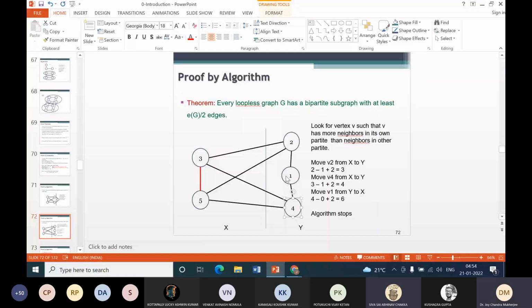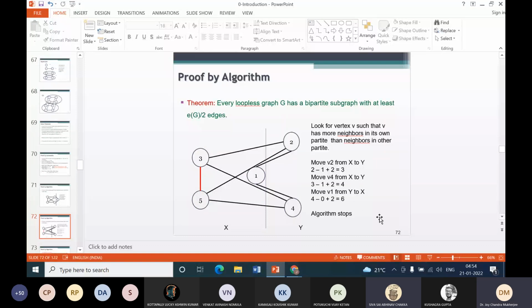So initially it was 2, in the next iteration it is 3, now it is 4. Now we find that 1 is the right candidate to move. In fact, 1 is the only candidate to move in the other partite because it has more neighbors in its own partite. So when I move it, we see that the number of edges across the partite is 6. So from 2 it becomes 3, from 3 it became 4, from 4 it became 6, and at this stage the algorithm stops. Okay. So the algorithm is stopped. The reason is as follows.